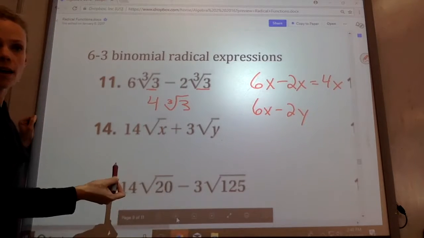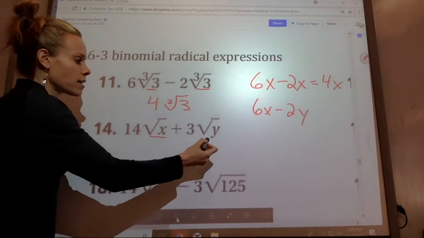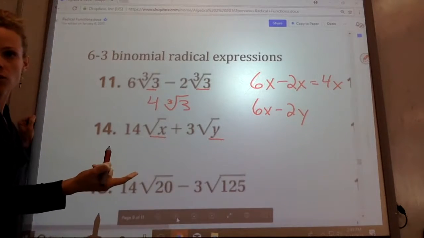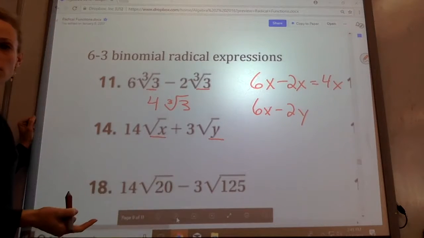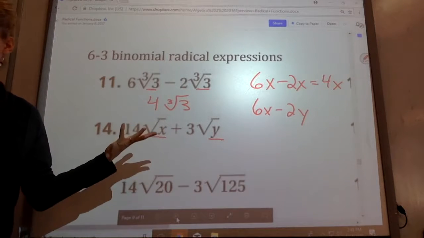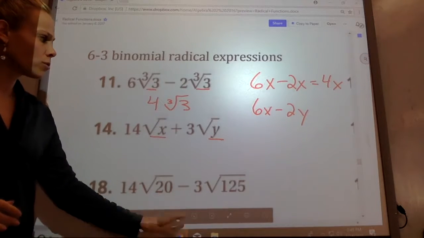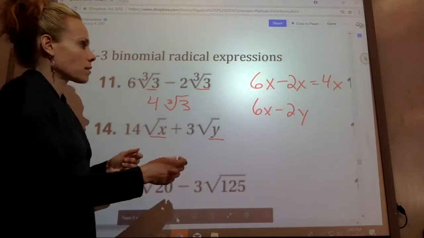Okay? But if you look at 14, this is 14 square root x plus 3 square root y. I cannot add those together because this is a square root x and this is a y. They don't match. Even though they're both square roots, they have to have the same thing underneath also. Okay? So that's simplified. There's nothing I can do with that. So it's not a no solution. You wouldn't write no solution. It's just, it's done. There's nothing I can do. Okay?